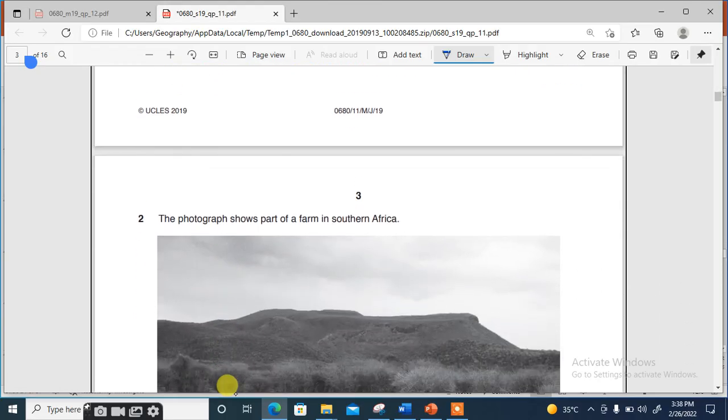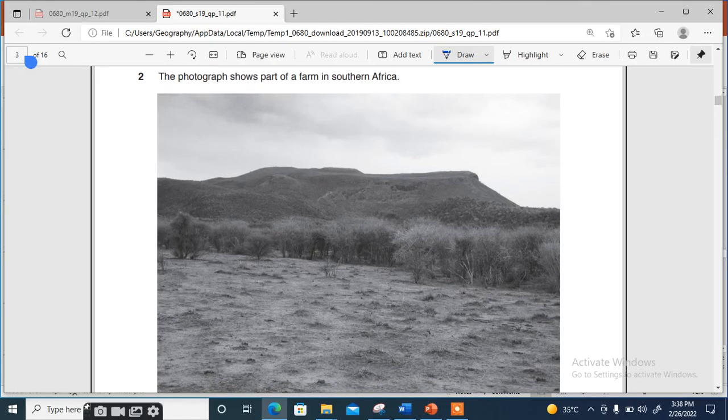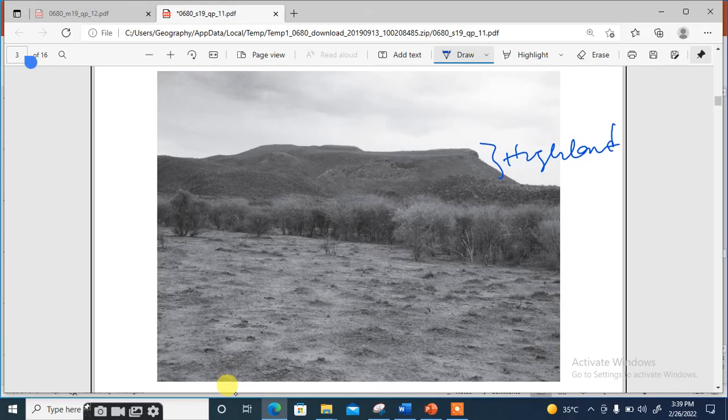Next, let's see. The photograph shows a farm in southern Africa. Once you're given a photo, the first thing is to analyze the photo. Here we have a highland, and here we have trees. Here we have dry land, and you can also see dead leaves. So what has happened in this area is more like deforestation, and also you have a highland, and there is vegetation on the highland also.